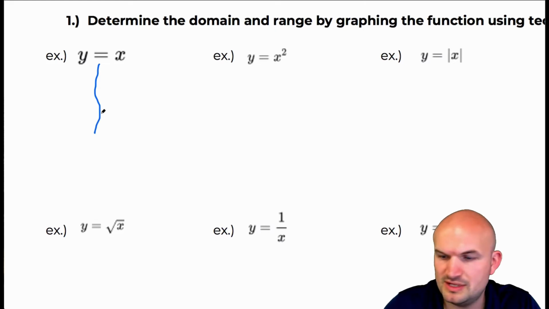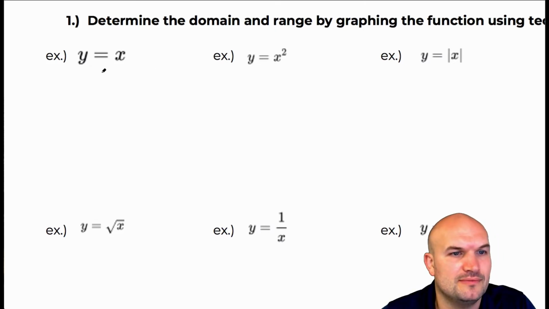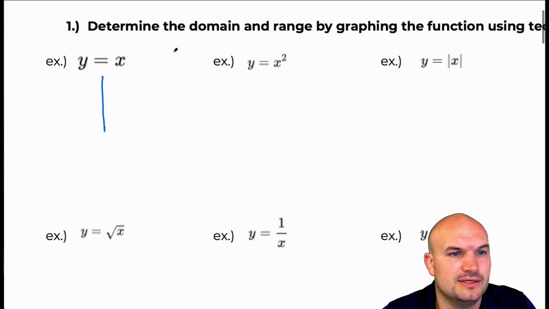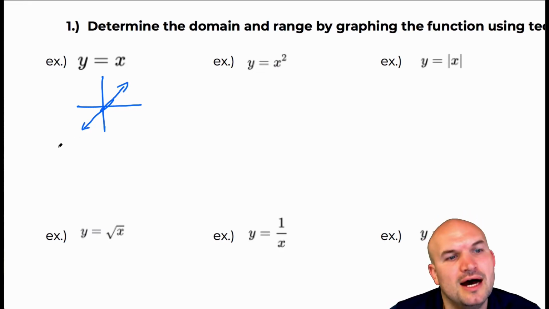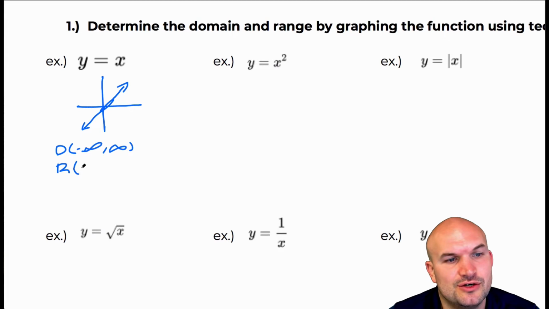So let's go ahead and sketch a quick rough little sketch of the graph, just so we can remember what the graph looks like. So for the domain, I'm going to say from negative infinity to infinity. And for the range, it's going to go from negative infinity to infinity.